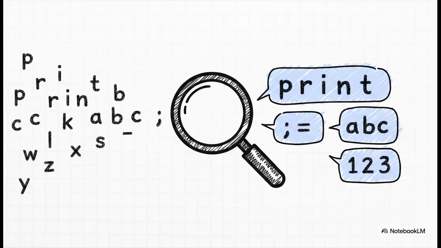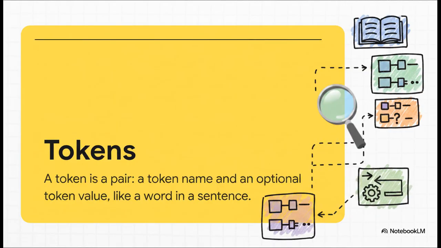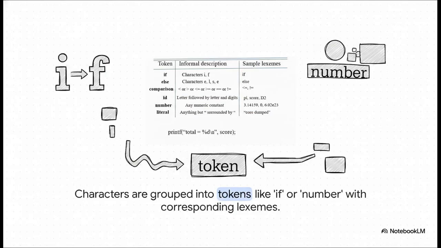First up is the scanner. It just reads the code, character by character, grouping them up. These little groups are called tokens. They're basically the building blocks for what comes next. So the characters I and F become an if token. A bunch of numbers, a number token.